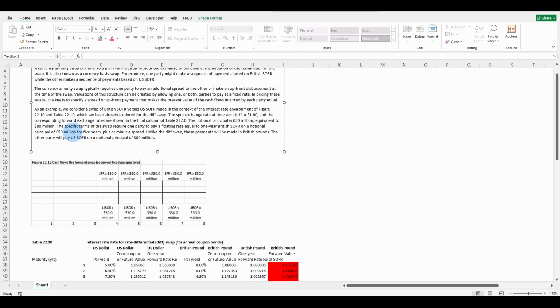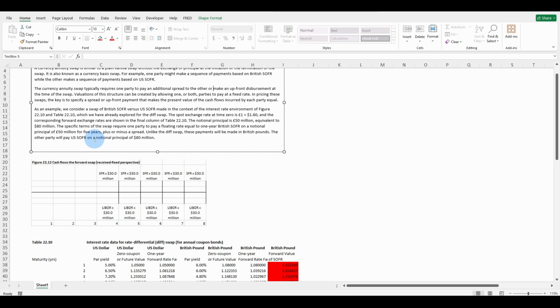As an example, we consider a swap of British SOFR versus US SOFR made in the context of the interest rate environment of table 2210, which we've already explored for the diff swap. The spot exchange rate at time zero is £1 equals $1.60, and the corresponding forward exchange rates are shown in the final column of 2210. The notional principal is £50 million, equivalent to $80 million.